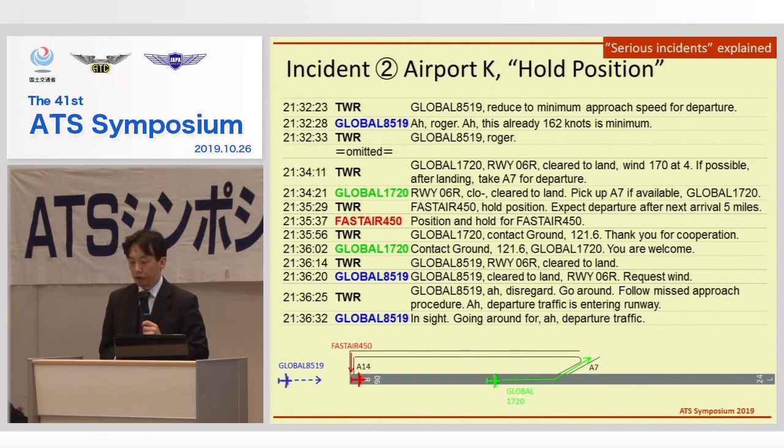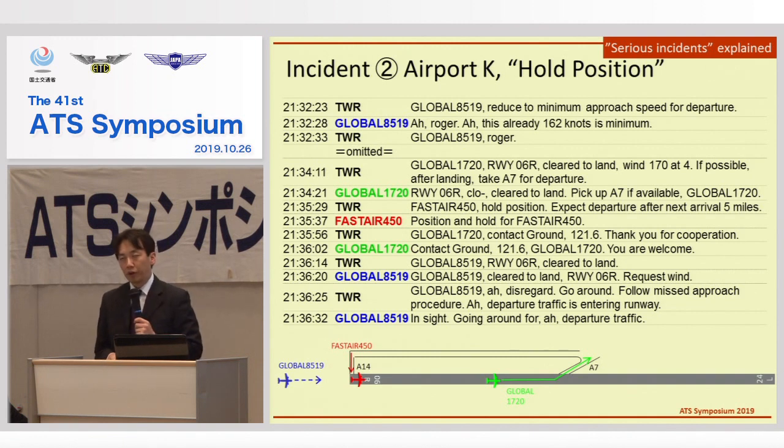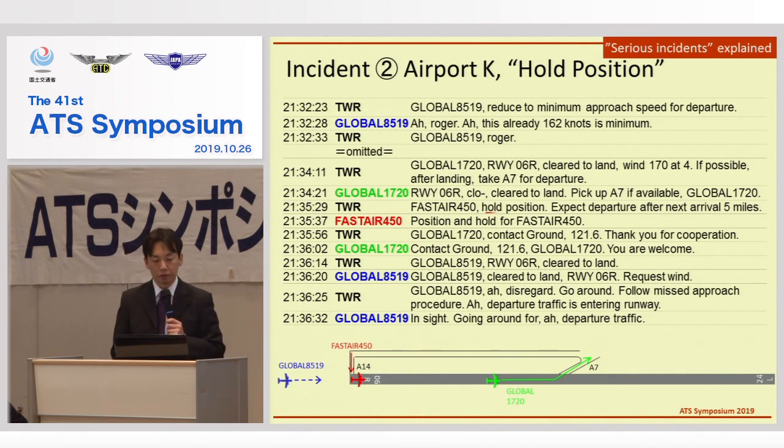The Japanese controller did not realize that the phrase hold position was that misleading for the Fast Air crew who flew from the United States, and told Fast Air to hold position just when Global 1720 was passing in front of Fast Air. And the pilot monitoring of Fast Air read back position and hold.